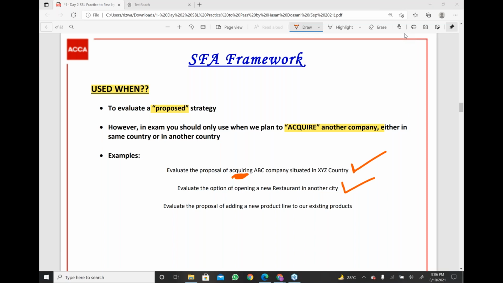Merger, acquisition, strategic alliance, no Laksh, just acquisition. Good question. Ashar is asking that if the question requires 4 points and we give 6 points, will we get extra marks or will it be not considered?